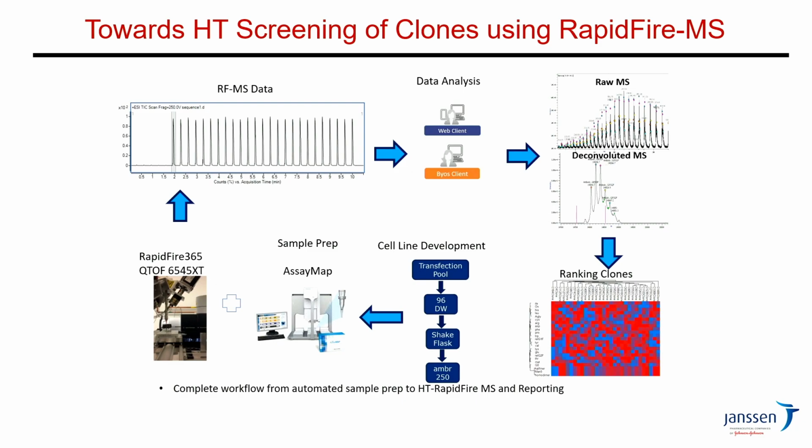So this is the workflow for this high throughput analysis, where we are getting the products from the 96 deep well colonies, running them through AssayMAP to do protein purification, and doing RapidFire analysis. And our data analysis pipeline rapidly processes the data and rank orders the clones based on not just the different attributes that we are measuring, such as mispairing of chains, but also other product quality attributes such as glycosylation, as well as the titer information that we get from our CLD colleagues.